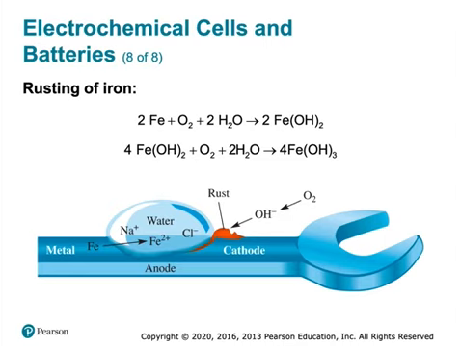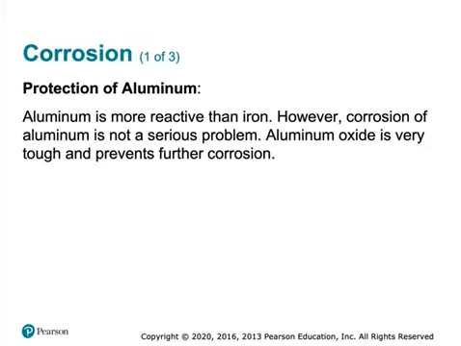There's another process called passivation, and that's how aluminum works. So aluminum is considerably more reactive than iron, but aluminum creates an oxide surface, and this is called passivation. And the aluminum oxide is really, really tough. The common name for aluminum oxide is sapphire.